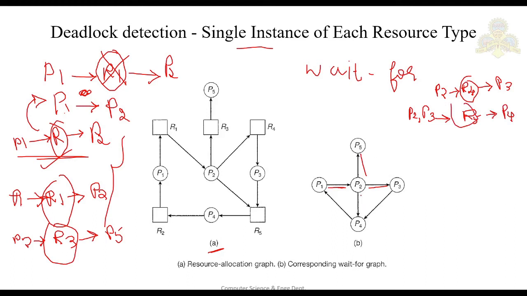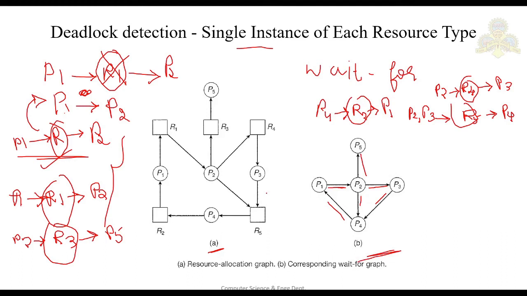That will become these edges, P2 and P3 to P4. Then last one, P4 is waiting for R2 and R2 has been allocated to P1. Remove this R2, then what you'll have? You'll have an edge from P4 to P1. So this is your wait-for graph, which has been obtained from this resource allocation graph.